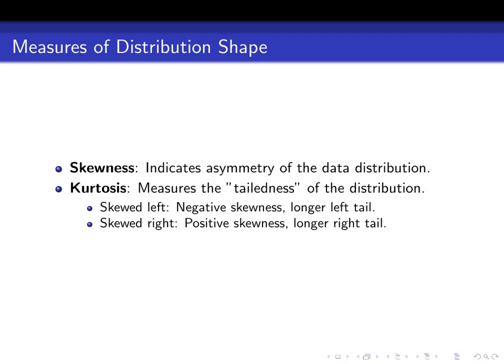Discussing distribution shape, we learn about skewness, which shows data asymmetry, and kurtosis, which reflects the tailedness of the distribution. Distributions can be skewed left with a negative skewness or right with a positive one.